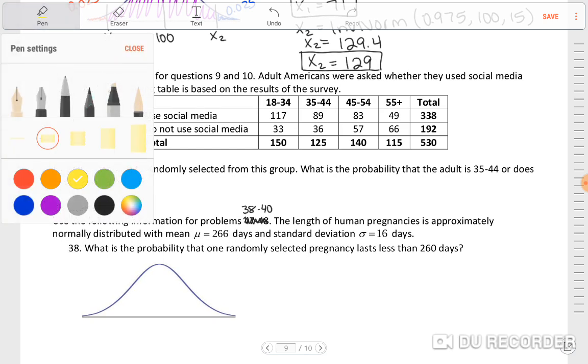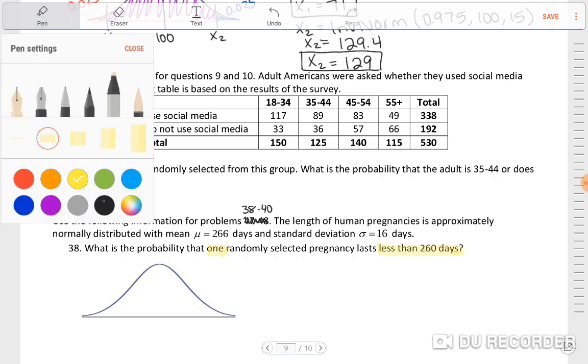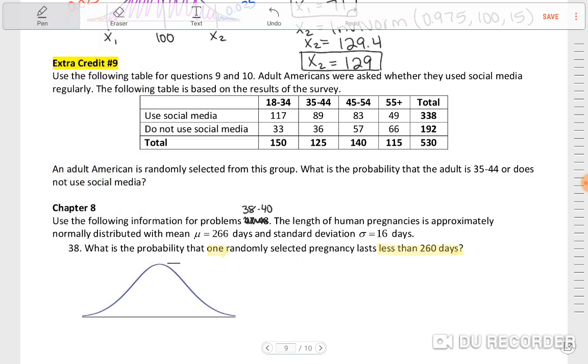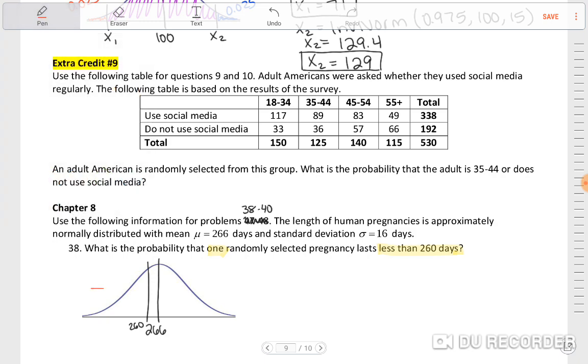Okay, so some keywords: one, less than. So let's see here. Our mean is going to be 266. 260 is going to be over on this side, pretty close. And I'm going to be shading to the left because it says less than.